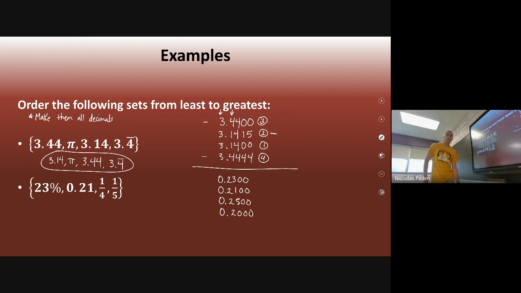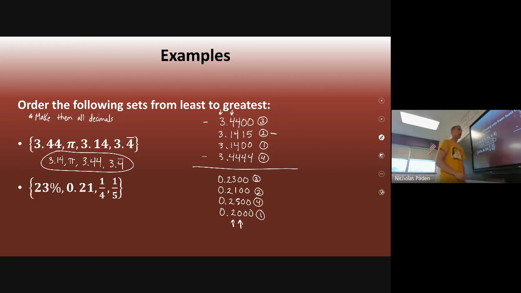So now looking at these, I've got all 0.2s if I'm looking at this place value. So go one step further. This is where they all get different. Well, what's the smallest number in this line? Well, 0 is, so that's going to be the smallest. What's the next smallest? Well, then 1, and then 3, and then 5.